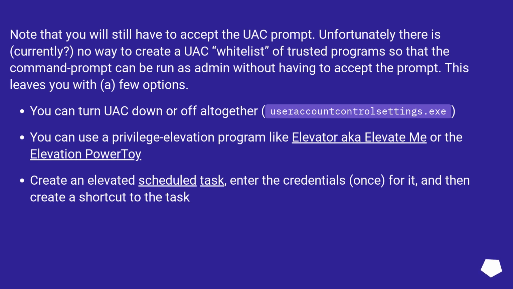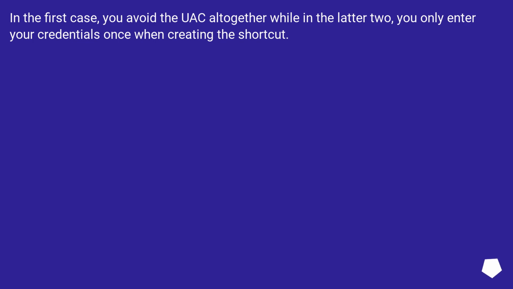This leaves you with a few options. You can turn UAC down or off altogether, using UserAccountControlSettings.exe. You can use a privilege elevation program like Elevate, aka Elevate Me, or the Elevation PowerToy. Or create an elevated scheduled task, enter the credentials once for it, and then create a shortcut to the task. In the first case, you avoid the UAC altogether, while in the latter two, you only enter your credentials once when creating the shortcut.